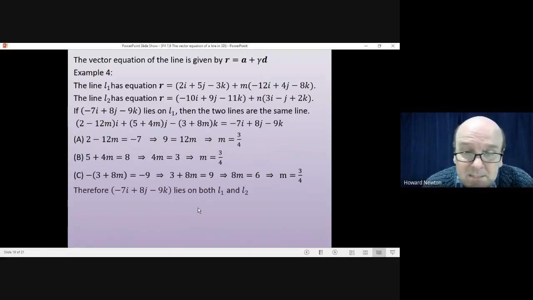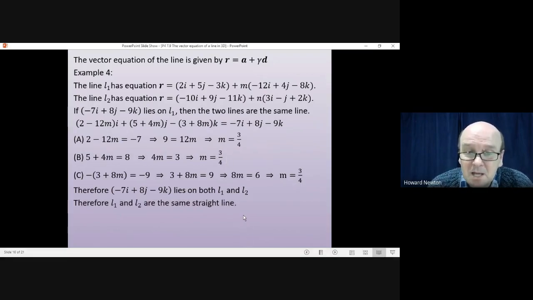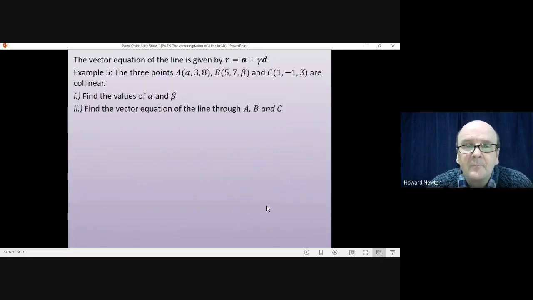Now, what that means is that this point is on both lines. It's on line 2 if n is equal to 1. That was the value I chose. It's on line 1 if m is equal to 3/4. But it's on both lines. The two lines are parallel. Therefore, L1 and L2 are exactly the same straight line. They're just two different ways of writing down the same thing.